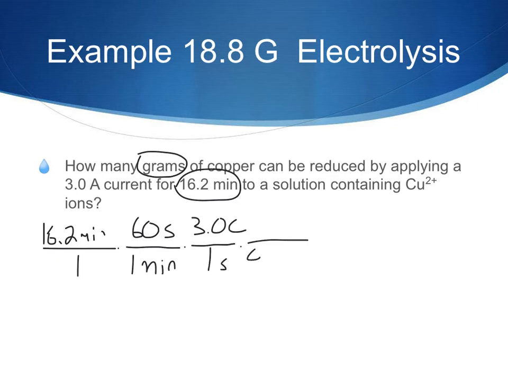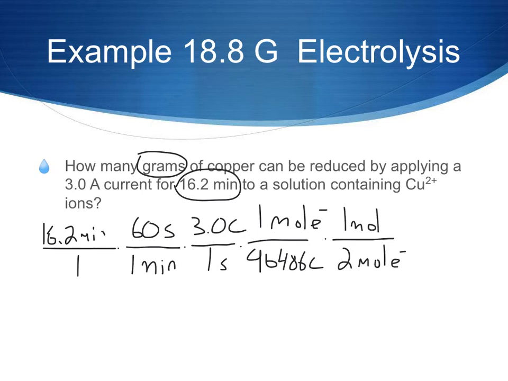And we know that Faraday's constant, 96,486 coulombs for 1 mole of electrons. That is mole of electrons, not just moles. And then because we know this is copper 2 going to solid copper, there are 2 moles of electrons for every 1 mole of copper.